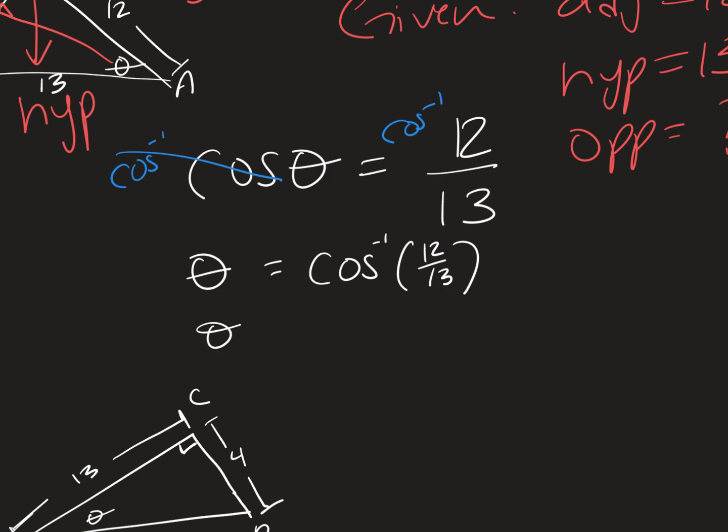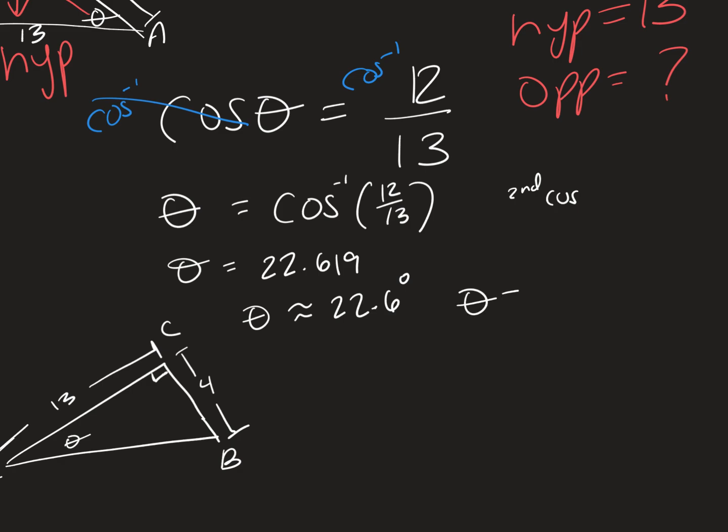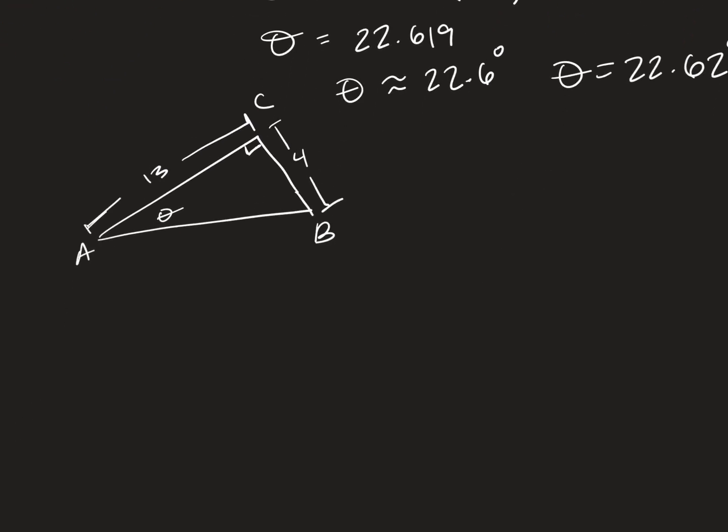In some calculators, you have to press second and then cosine to make it inverse. Okay, so inverse cosine of 12/13, I get 22.619. Let's round that to the tenth. You get 22.6 degrees. Notice theta is in degrees. Or if you do the hundredths, you get 22.62 degrees. Okay, pause the video and try the next one.